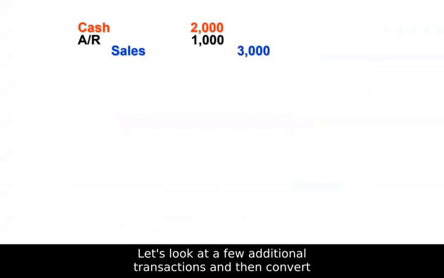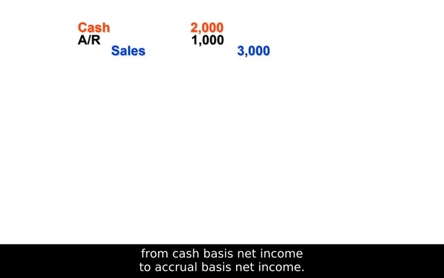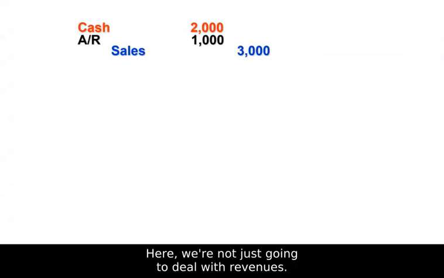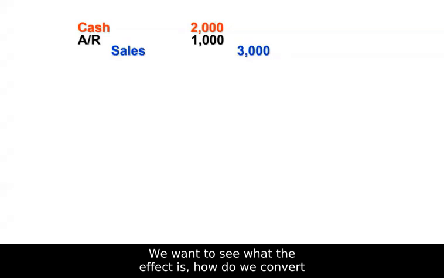Let's look at a few additional transactions and then convert from cash basis net income to accrual basis net income. Now, notice I said net income. Here, we're not just going to deal with revenues. We want to see what the effect is. How do we convert from cash basis net income to accrual basis net income?